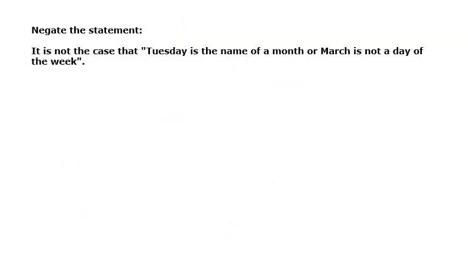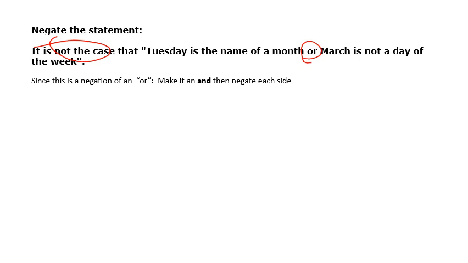Negate the statement. It is not the case that Tuesday is the name of a month or March is not a day of the week. If you look at this, you should have paused the video. I don't think you did. All right. We're negating an or statement. It is not the case, right? It's an or statement. So, to negate an or, we make it an and and negate each side.